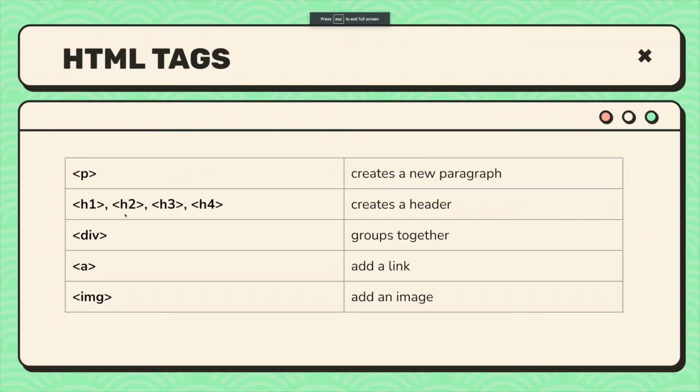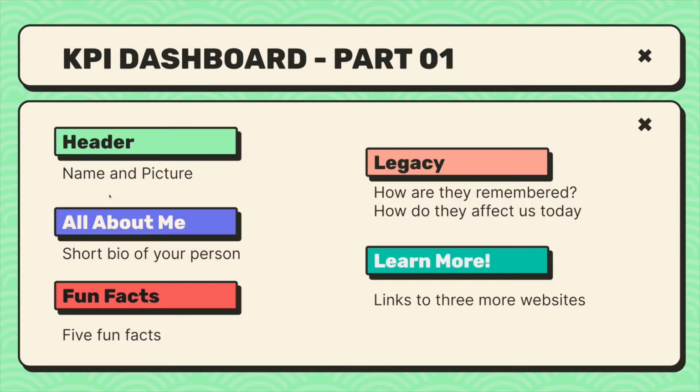Now, first off, we have paragraph, and that's just your basic paragraph text. Then we have header 1 through 6. And I just included some, header 1, header 2, header 3, and header 4. And those are all different types of headers. So we saw how we had big text and medium text. Those are because I used different header tags here. Then we have div, and that groups things together. Then we have a, which is a link, and img. So these tags are the way that we create our code.